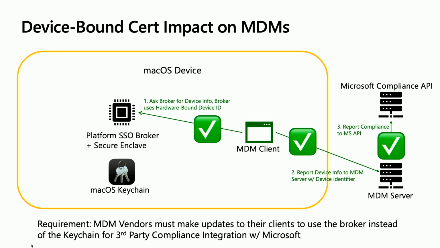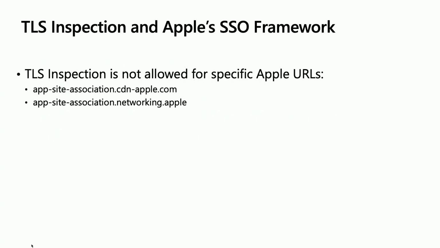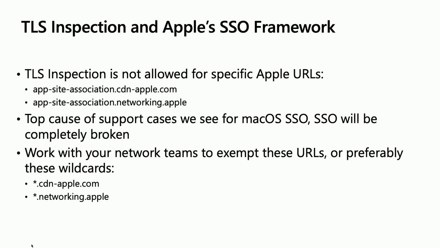So make sure you talk to your MDM vendors and make sure that they're aware of this, and they should have a plan for this. All right, next, follow Apple's TLS guidance. If you're doing any break and inspect on these two specific URLs, this will break all of the SSO stuff that we do on the enterprise SSO side as well as the platform SSO side. This is the number one support case we get about enterprise SSO, is that the break and inspect is happening. So work with your networking teams, make sure they allow these two URLs at a minimum, but you probably want them to enable the entire wildcard, because I'm sure there's other functionality that's getting broken as part of that.